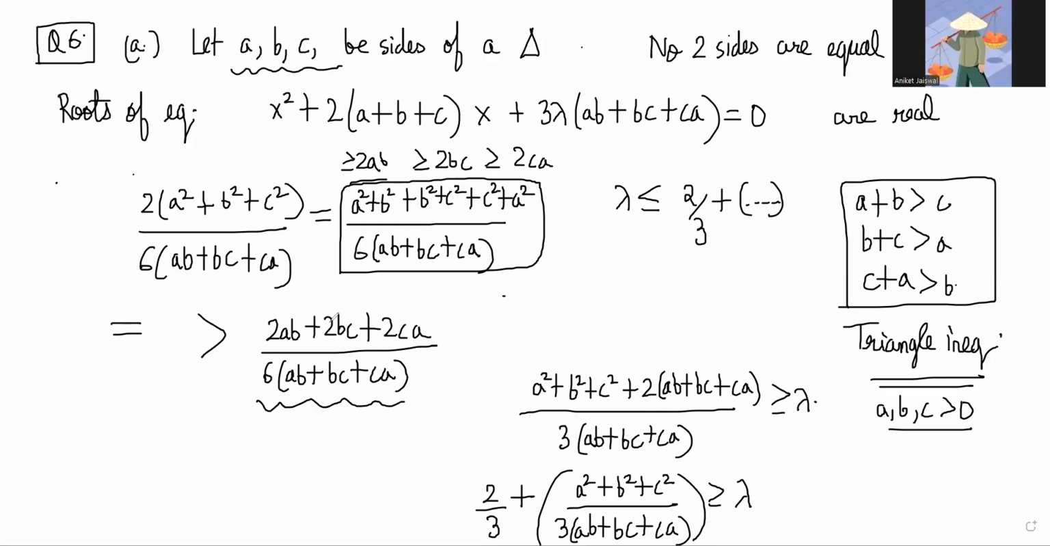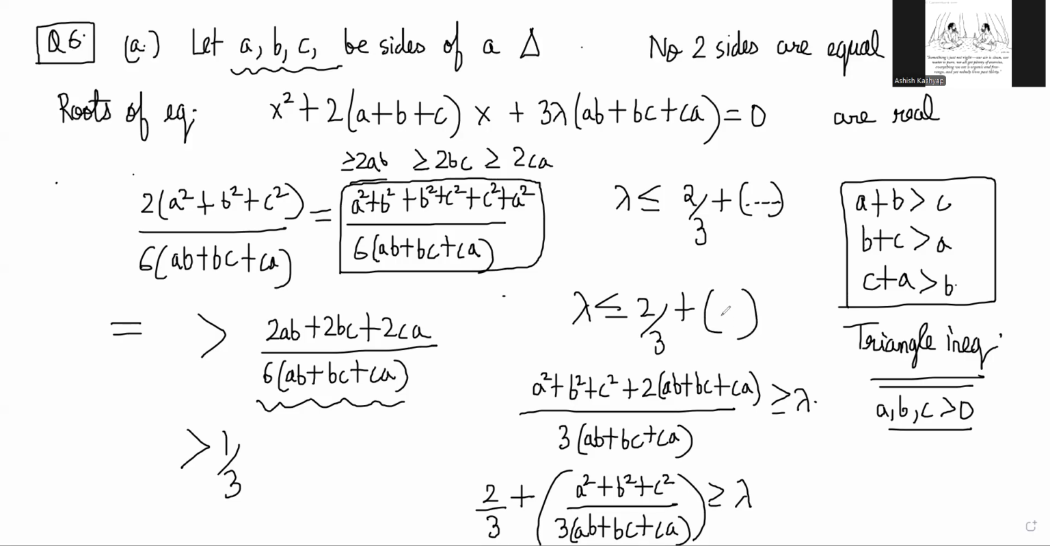For sure, 1/3. So this is basically greater than 1/3. So we are getting lambda is less than or equal to 2/3 plus this, but this is greater than 1/3. So lambda is less than or equal to 2/3 plus 1/3, so 1, right? Correct. So now that means which options are working now?